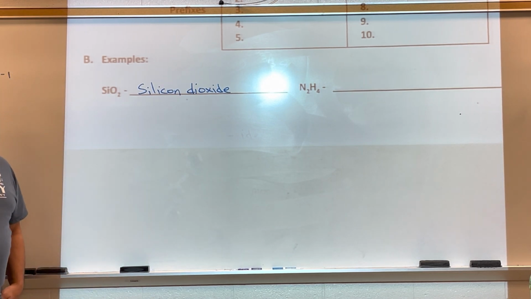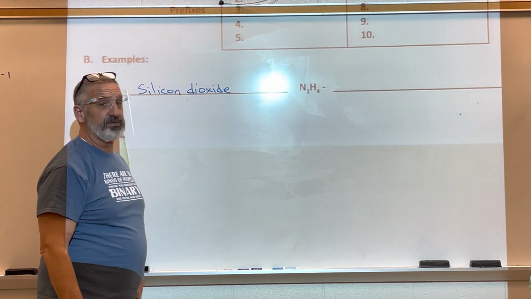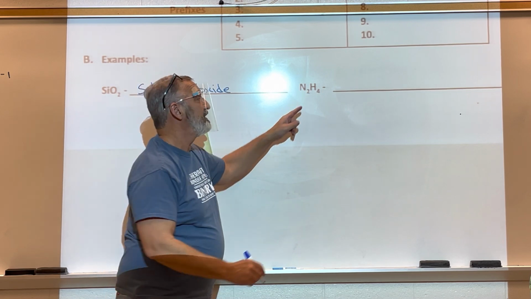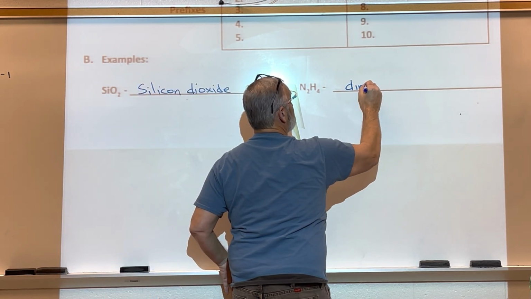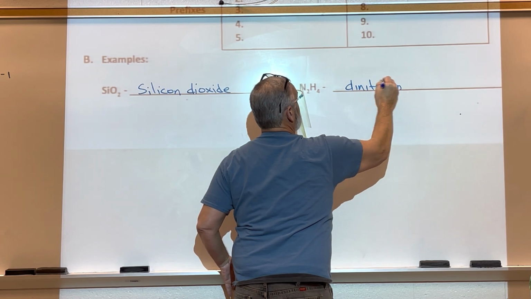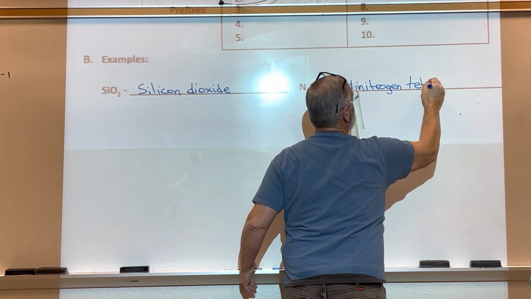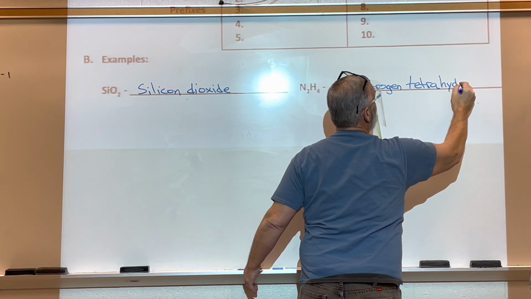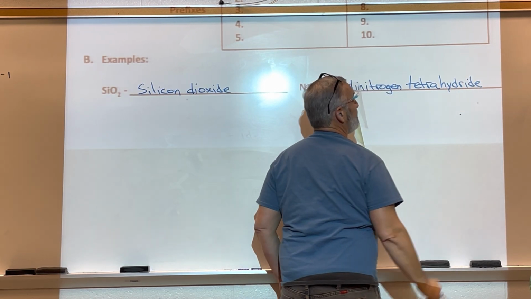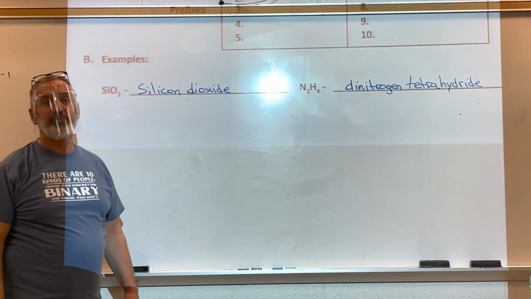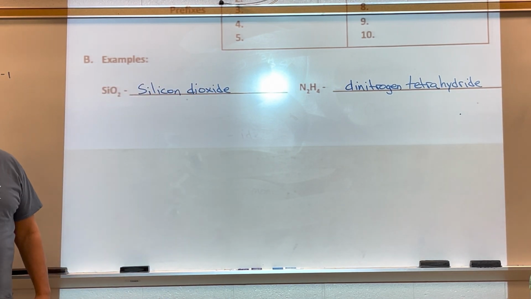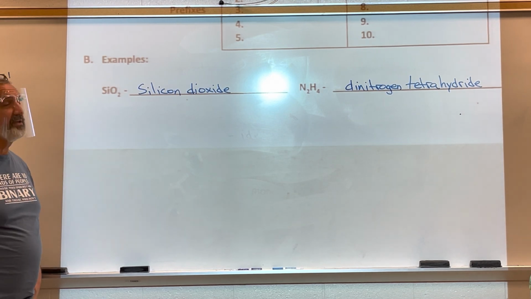So what would N2H4 be called? Nitrogen. How many nitrogens? There's more than 1 now. Dinitrogen tetra. Hydrogen hydride. Okay, that one you just kind of have to get used to. The hydride when the hydrogen is in the second one. Now that's also known as hydrazine, which is used in rocket fuels a lot. Okay, so you just use the prefixes.